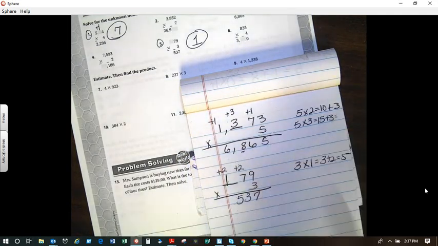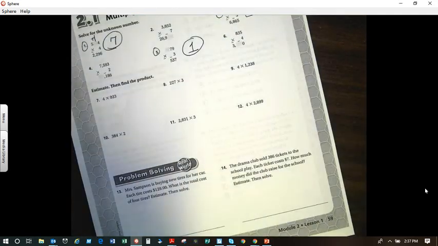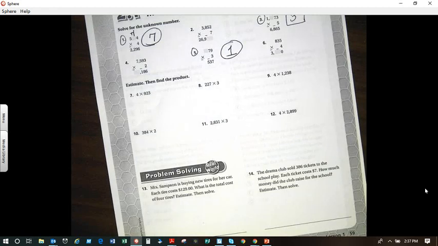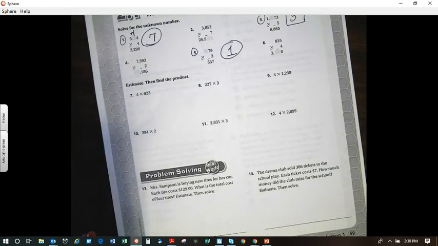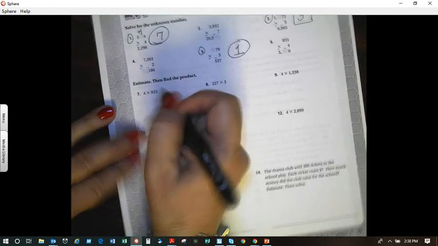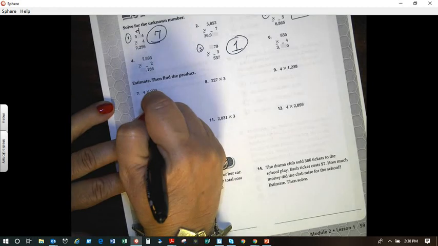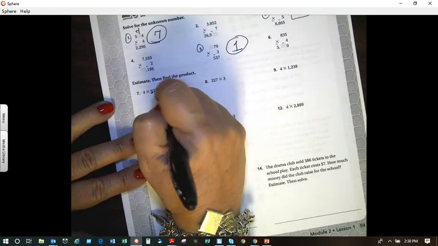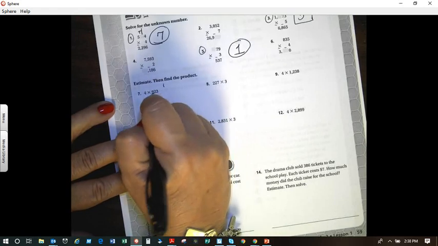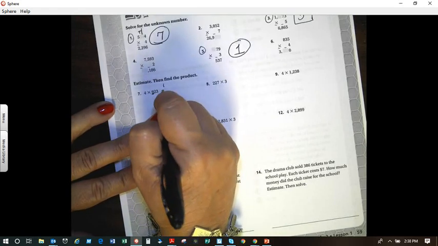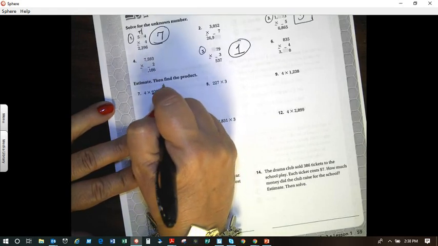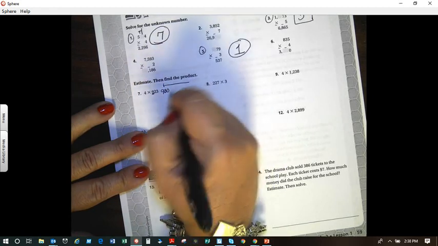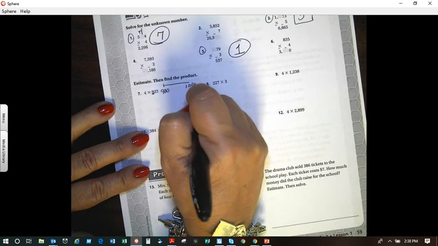Okay, so this one right here, you are going to estimate and then find the product. So we talked about today, needed to find this estimate here. So 9, we're in the hundreds place, right? So I'm going to put my 900 here, because that's rounded to the nearest hundred, and then 1,000, and 50's in the middle.